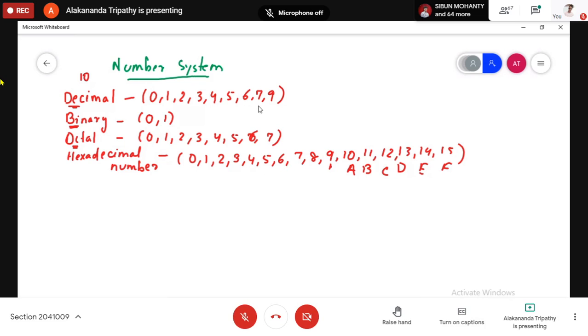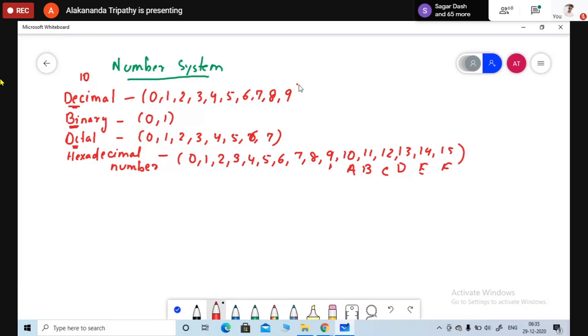Oh, I have skipped the 8 part. Okay, so 8 and 9. Is it correct? Yes. Now, all of you clear with the decimal, binary, hexa? Hexa implies 16, hexadecimal number.